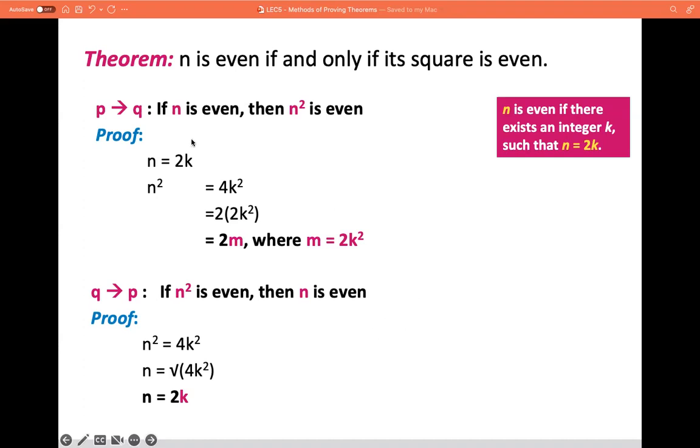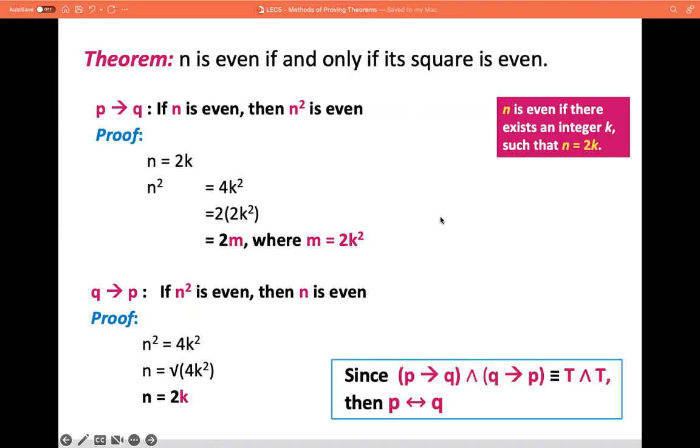In this case, we have proven that P implies Q is true and Q implies P is true. So we can say that this theorem, n is even if and only if its square is even, is also true. We can express that using this symbolic form: P implies Q and Q implies P is true and true. So then P if and only if Q is also true.